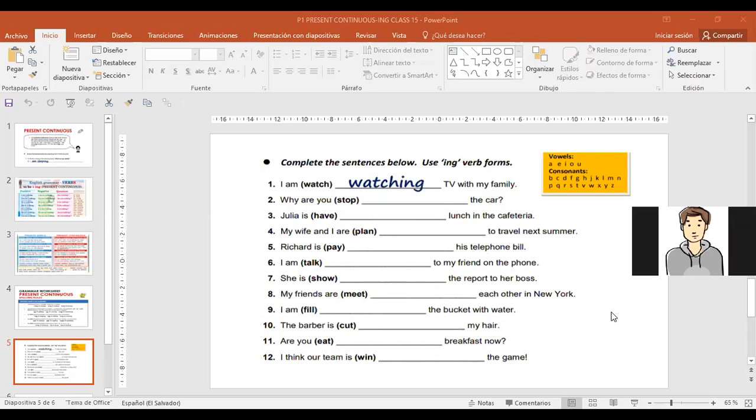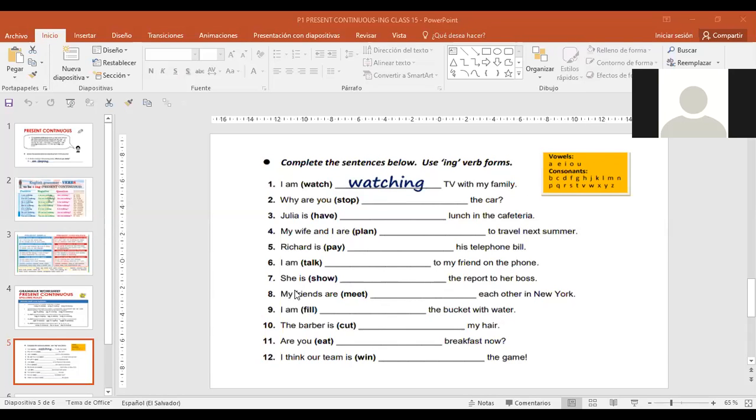Number seven. Thank you, Diana. Let's see. Volunteer for number seven. If not, I will ask maybe Ricardo. No sé si Ricardo ya participó. Sí, teacher, pero ya, si puedo, otra vez. Thank you, Ricardo. Vamos a ver si Fernando Cruz nos ayuda para darles la oportunidad a cada uno. Okay. Thank you, Ricardo. So kind. Muy amable. Fernando Cruz, are you there? Yes. Okay. She is showing the report to her boss. Solo se le agrega la ING porque es una regla. Los que terminan en W solo se le agrega. Excellent. Thank you, Fernando. Very good.